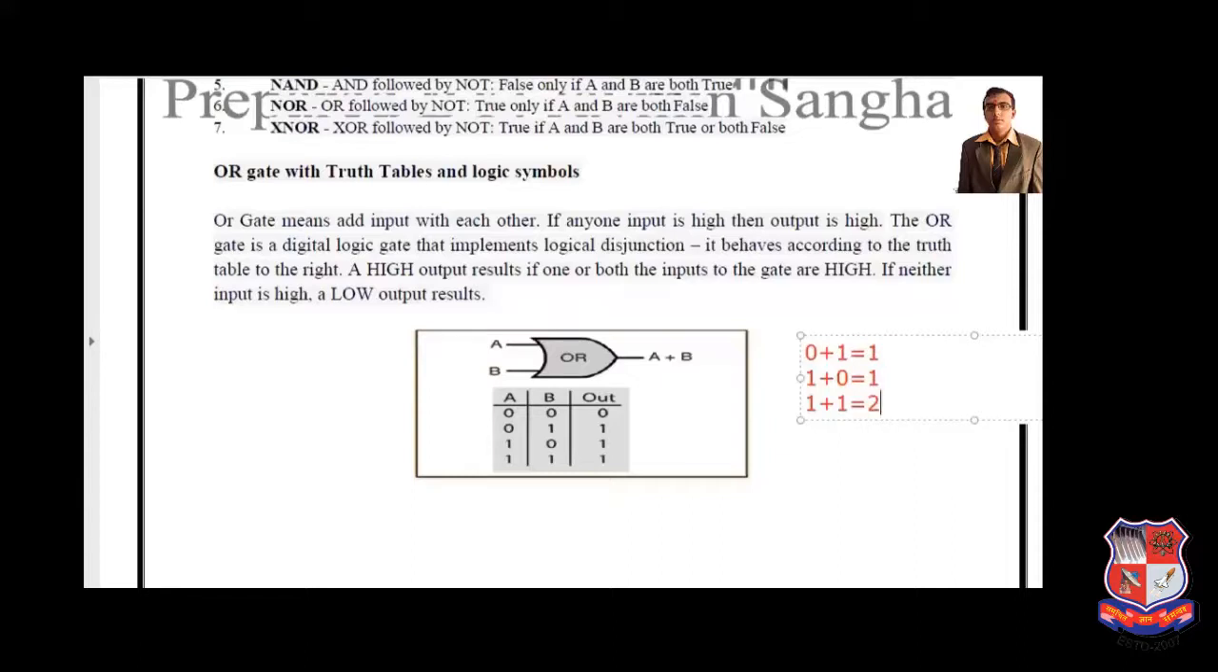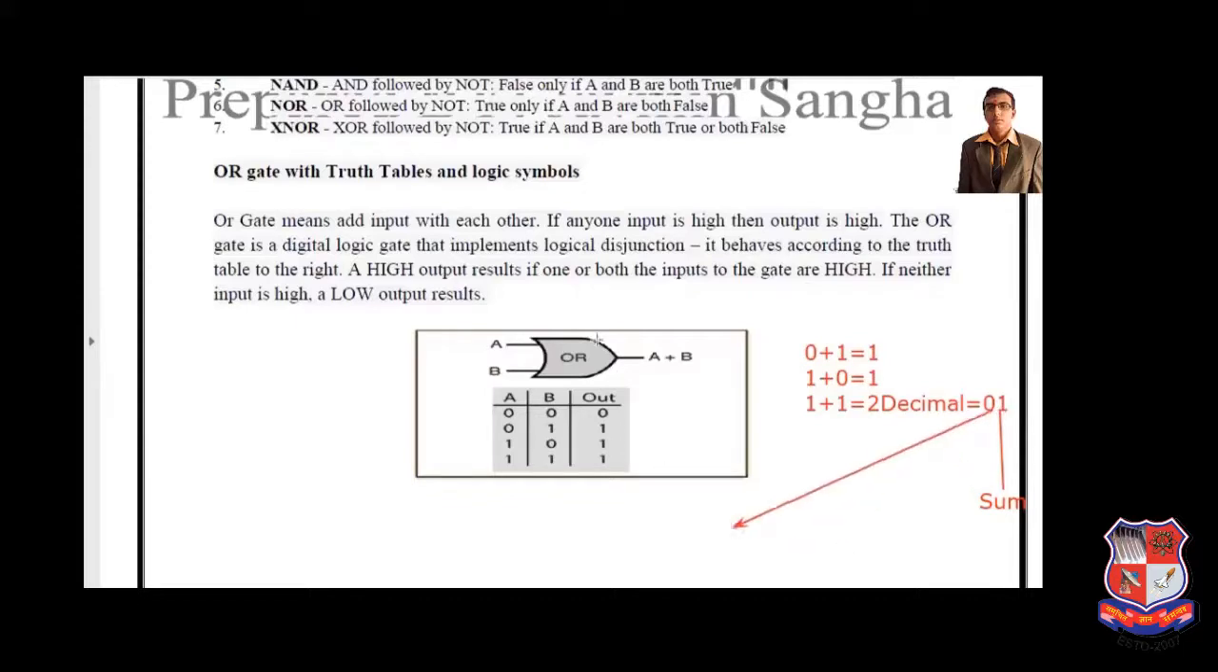But if you convert it into binary, then the answer is 0 1. Then this 0 1 indicates, the 1 can be represented with sum, and 0 can be represented with the help of carry.